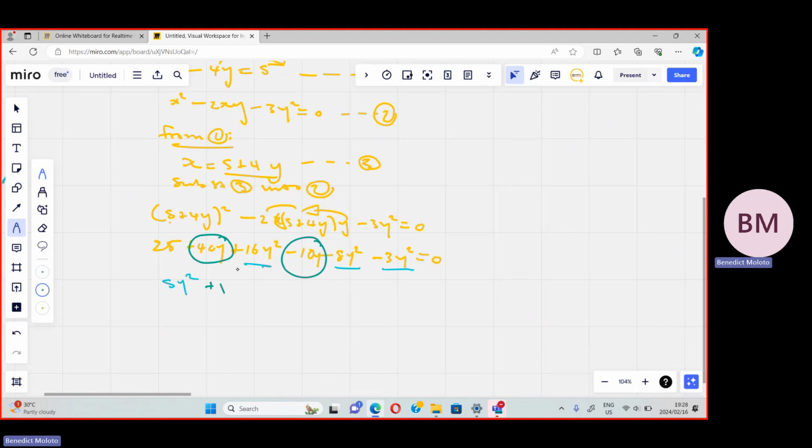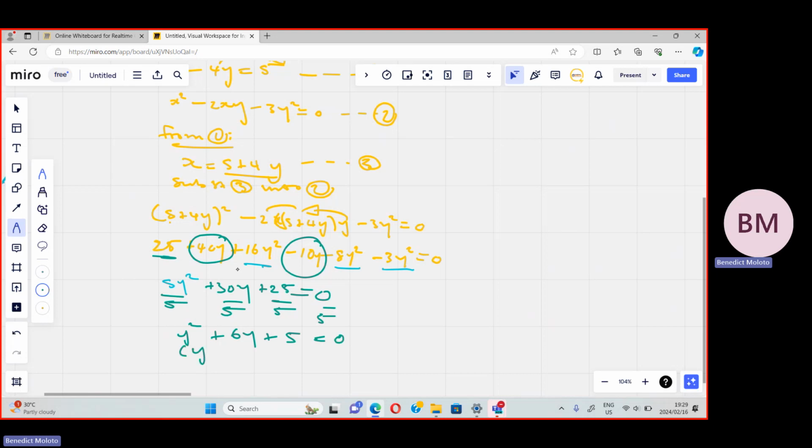30y. Then again plus 25, which is this. Then divide by 5 here, divide by 5 to simplify the equation. Then we get y squared plus 6y plus 5, I think, since 25 divided by 5 is 5, yeah, equals 0.